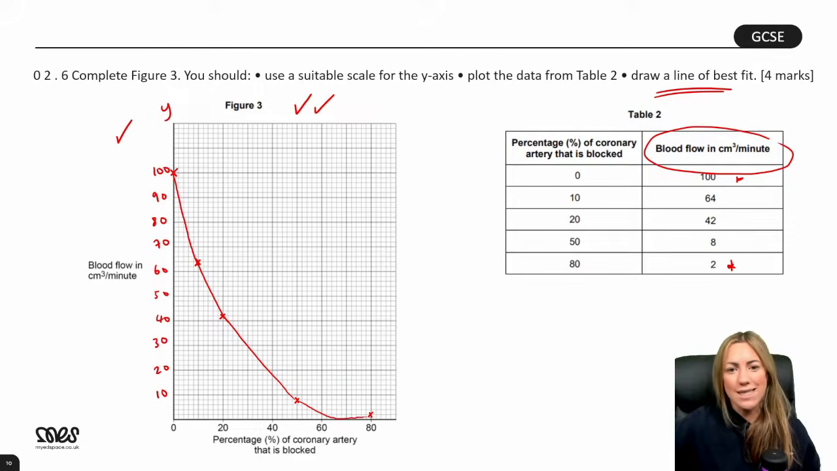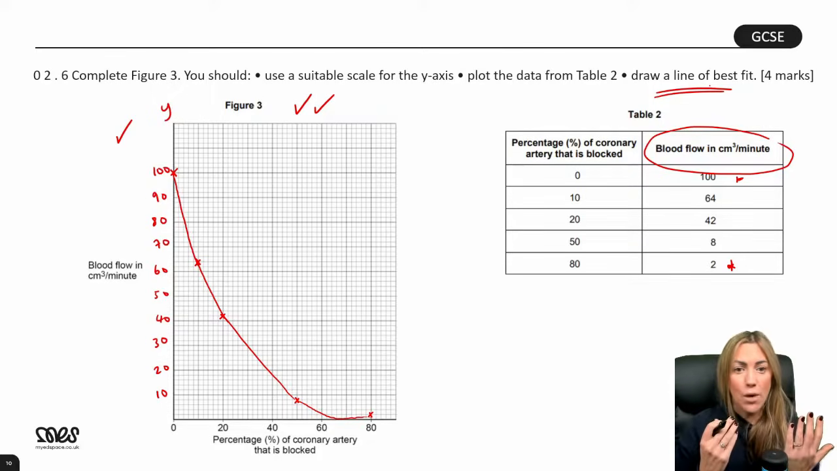Now, what we don't want to see is point to point. We don't want you to get your ruler and join them dot to dot because it clearly says a line of best fit. So it doesn't have to be perfect. It has to go close to all the points. So it should go within kind of a square, I would say, within a square. So close, very close to each plot. But it doesn't have to be perfectly through the center of all your plots. It should not be dot to dot, okay? So that's it. Then I can get 4 marks.